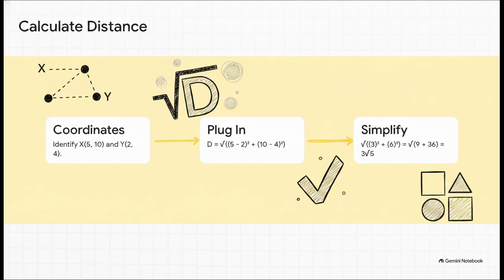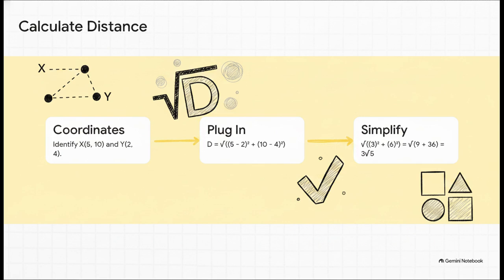Looking inside our parentheses, we subtract our X's. 5 minus 2 gives us 3. We subtract our Y's. 10 minus 4 gives us 6. Step 3. We apply our squares. 3 squared is 9, and 6 squared is 36. Add those together, and we've got 45 sitting under that square root.